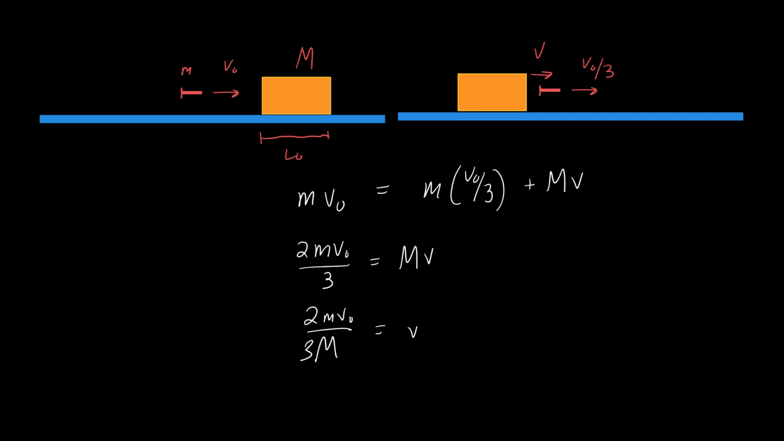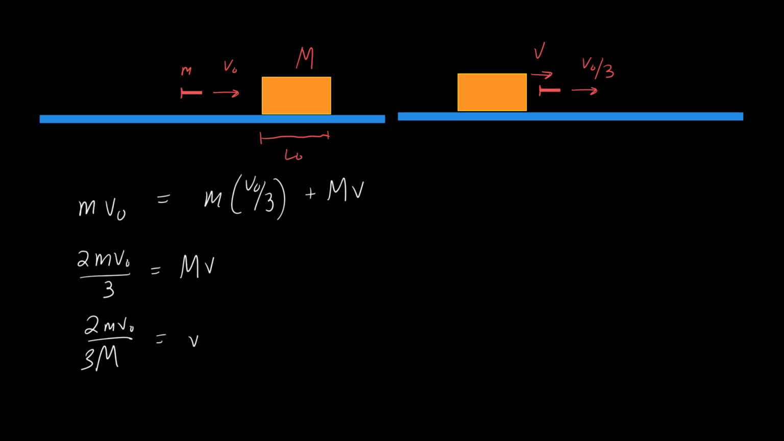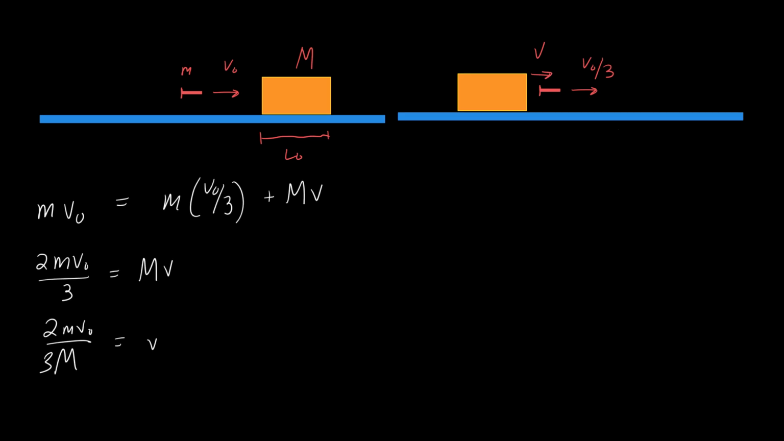All right. If instead the block is held fixed and not allowed to slide, the bullet emerges from the block with a speed of v naught over 2. Determine the loss of kinetic energy of the bullet. Okay. So the block is held fixed, and it's not moving after the bullet emerges, but the bullet emerges at a speed of v naught over 2. And we want to find the loss of kinetic energy.